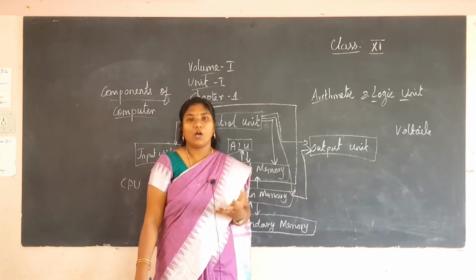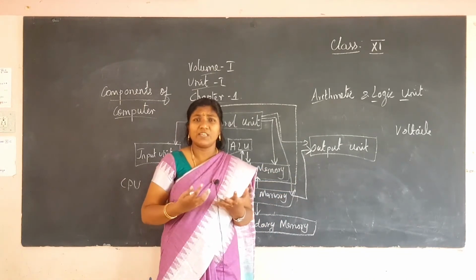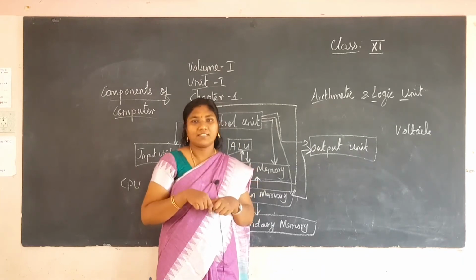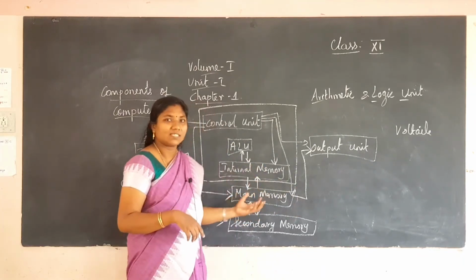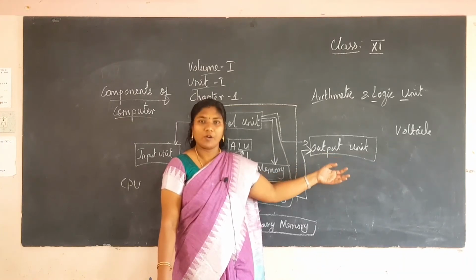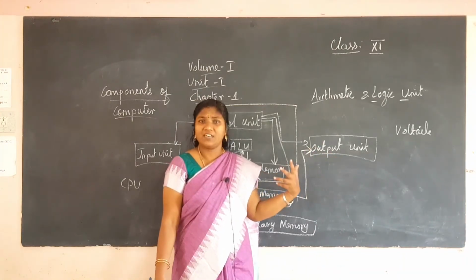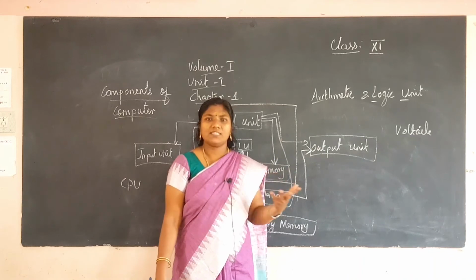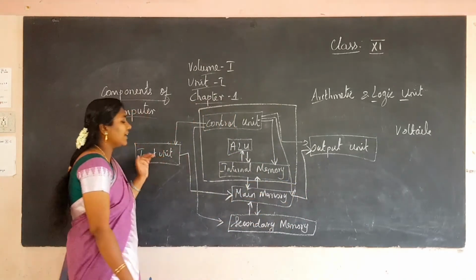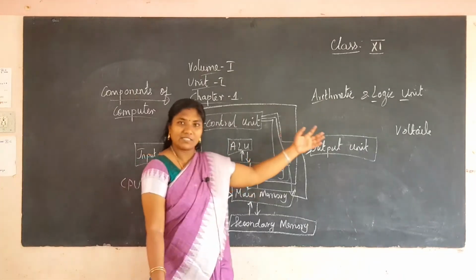What do you mean by the output unit? Where do we see the output? We will see the output in the monitor, isn't it? The input gets processed and it gives the output. The output can be viewed through the monitor. If it is audio, we can hear it; video, we will see it. It may be any type of output unit. So the input gets processed and then it gives the output.